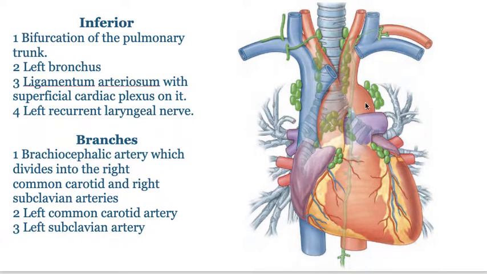Inferiorly, we have the bifurcation of the pulmonary trunk, the left bronchus, ligamentum arteriosum with superficial cardiac plexus on it, and the left recurrent laryngeal nerve. Branches of the arch: we have the brachiocephalic artery, which divides into the right common carotid and the right subclavian. Then we have the left common carotid artery and the left subclavian artery.